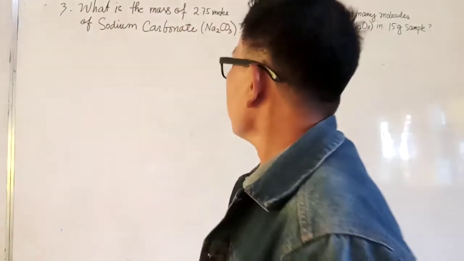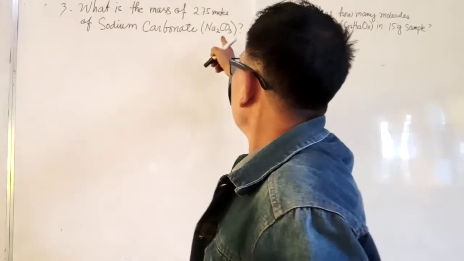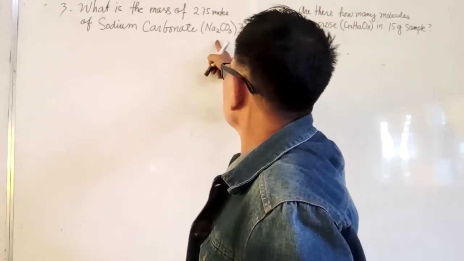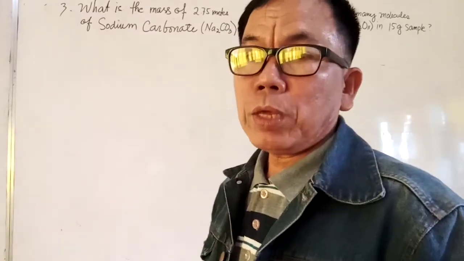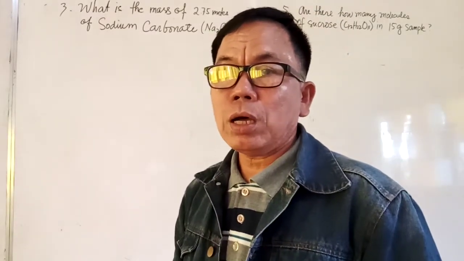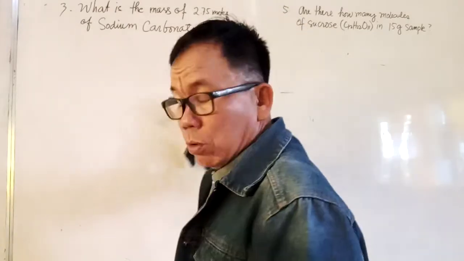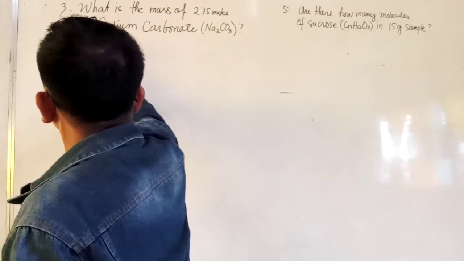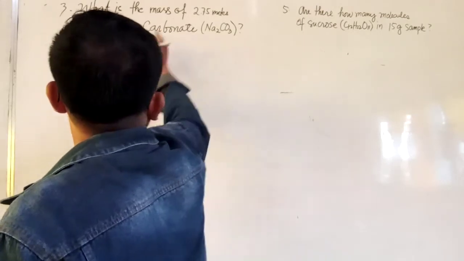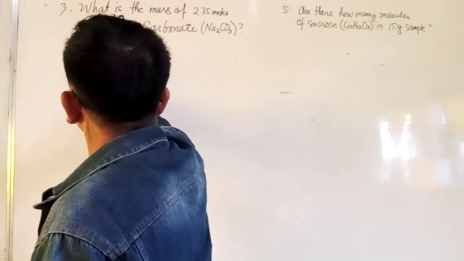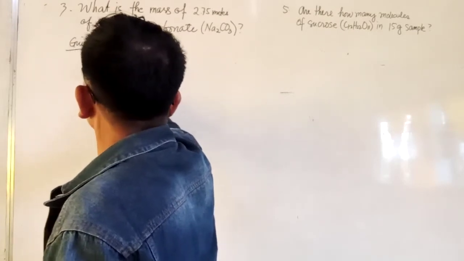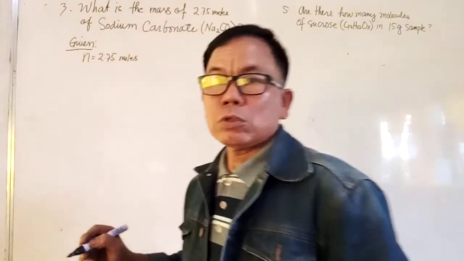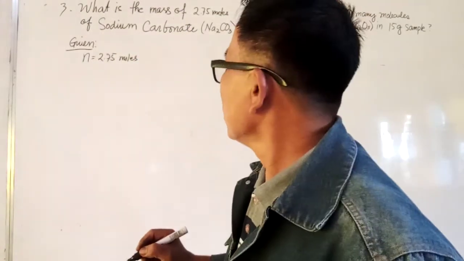And it is also possible that we can compute for the formula mass of the substance. Take note, this is an ionic substance, sodium carbonate. When it is dissolved in water, it will give us an aqueous solution. So with this, first we have to find out the given in the problem. First we have the number of mole, which is equivalent to 2.75 moles. Is it clear?